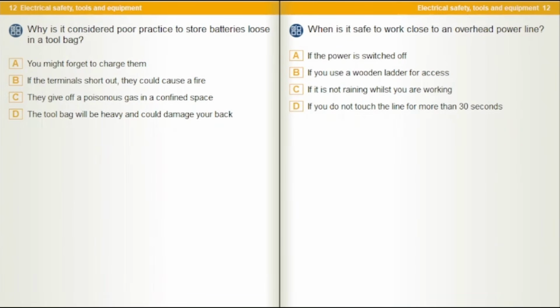Why is it considered poor practice to store batteries loose in a tool bag? You might forget to charge them. If the terminals short out, they could cause a fire. They give off a poisonous gas in a confined space. The tool bag will be heavy and could damage your back.